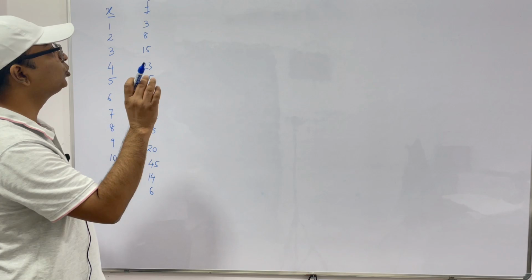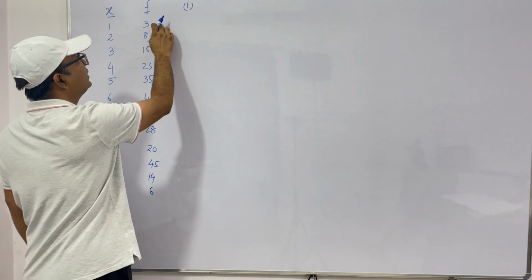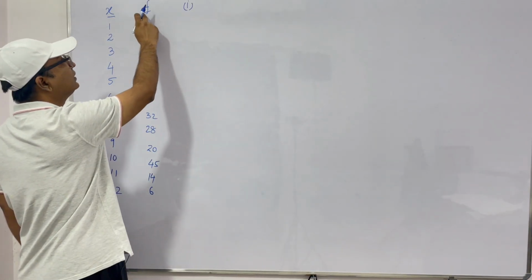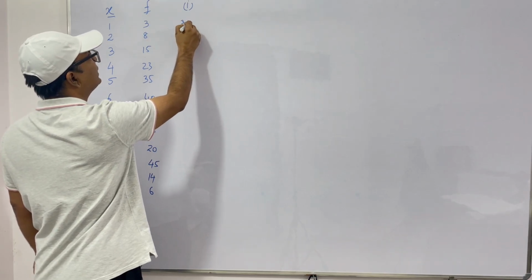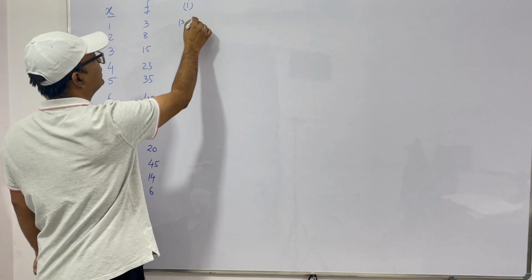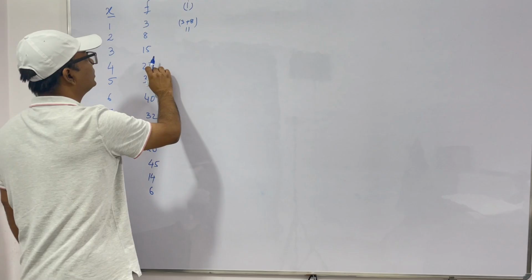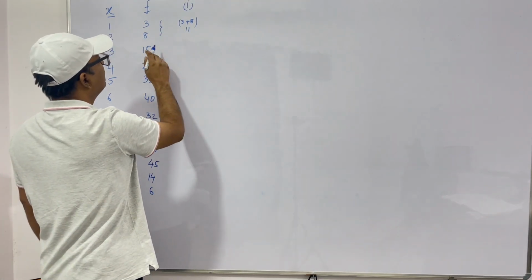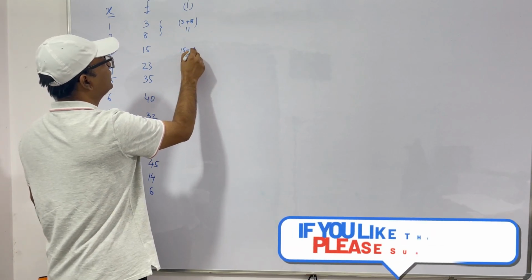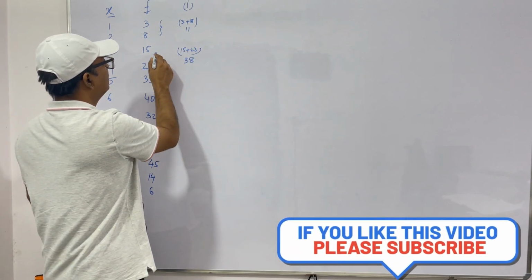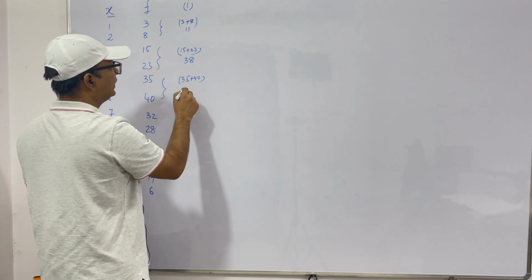First, it's done 2 by 2. What is the meaning of 2 by 2? See, first column. We add the first 2 frequencies in the frequency column. So here first will be 3 plus 8, that is 11. Second will be 15 plus 23, that is 38. Then is 35 plus 40, that is 75.